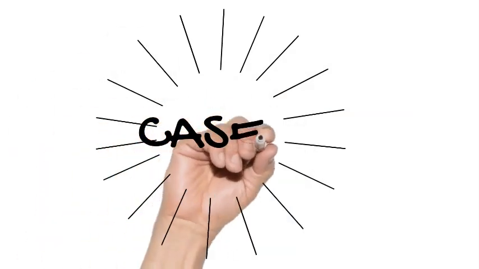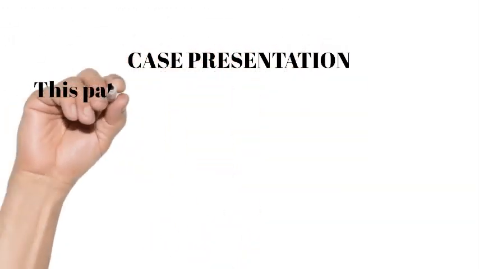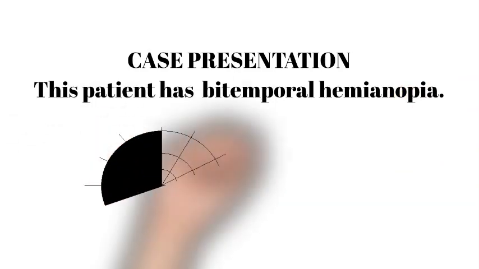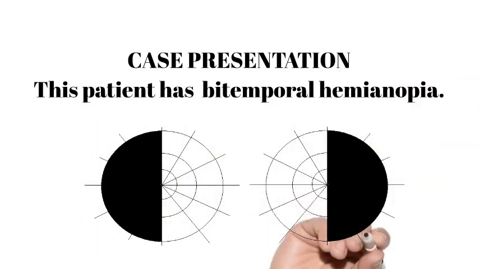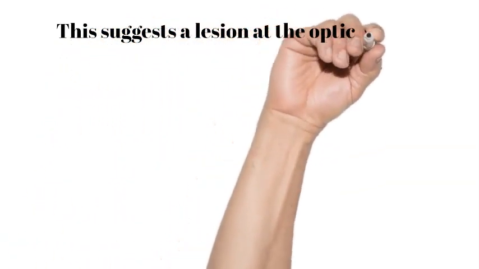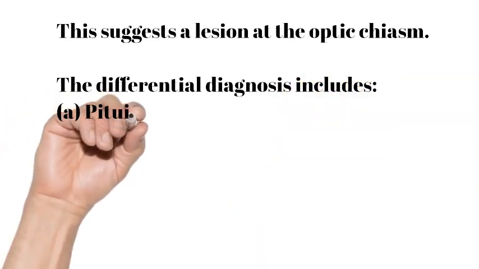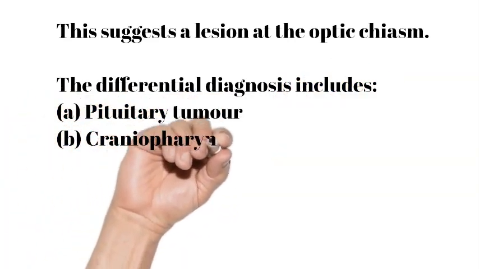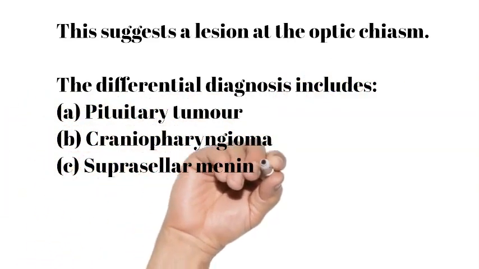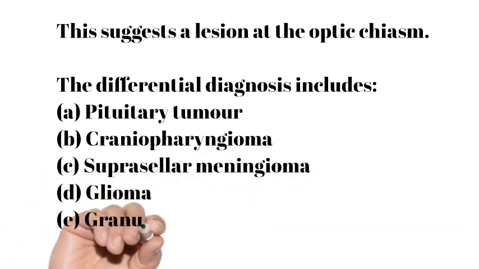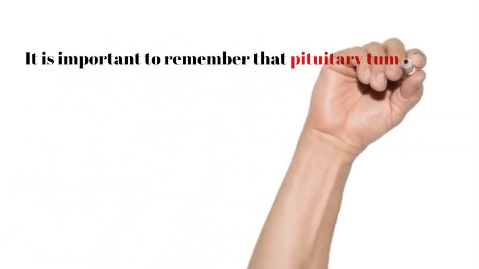Case presentation 2. This patient has a bitemporal hemianopia. This suggests a lesion at the optic chiasm. The differential diagnosis includes pituitary tumor, craniopharyngioma, suprasellar meningioma, glioma, granuloma, metastasis. Clinical notes. Bitemporal hemianopia is relatively straightforward to deduce from visual field testing.